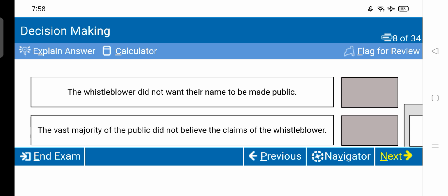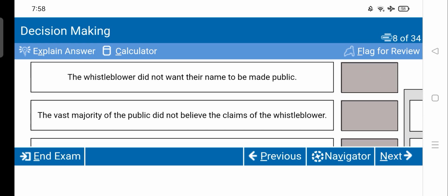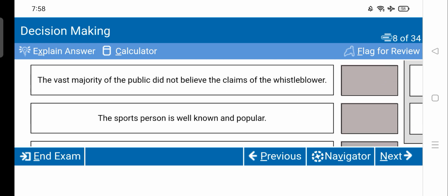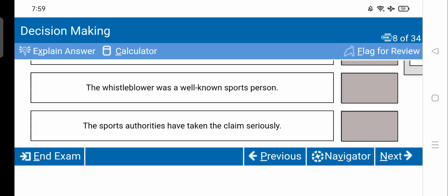So we have first conclusion, which says the whistleblower did not want their name to be made public. Second, the vast majority of the public did not believe the claims of the whistleblower. Third, the sports person is well known and popular. The whistleblower was a well known sports person. Fourth, the sports authorities have taken the claim seriously.